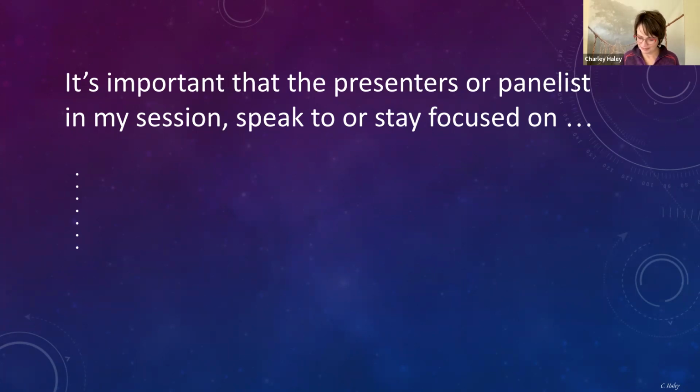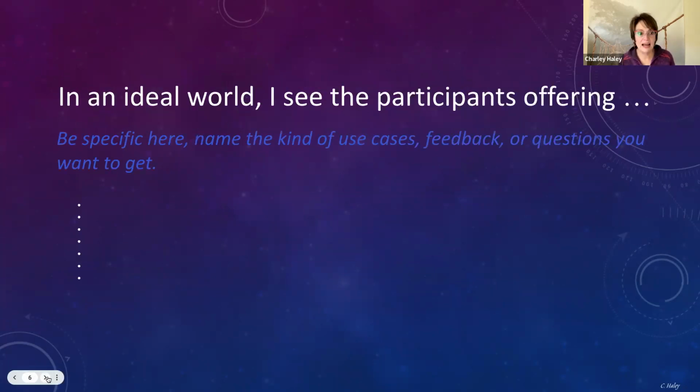Okay, pause. Next slide. In an ideal world, I see the participants offering, and I would like you to be really specific about this. A lot of you are asking for use cases or feedback. So what feedback would be helpful? What would be the qualities, the characteristics of it? Or if there are questions that you want to get, be as specific as possible around the characteristics of what you want the participants to offer you.